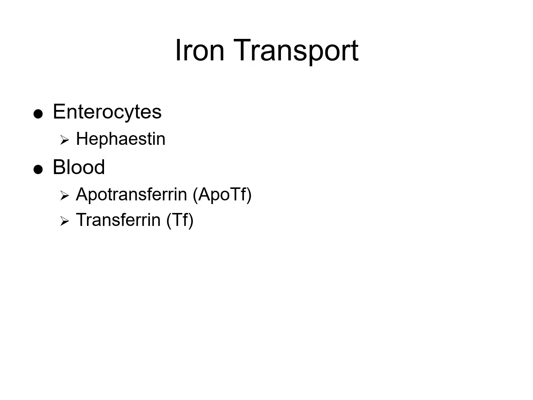Then we have hephaestin. It is a membrane-bound ferroxidase enzyme, which is expressed on the basolateral surface of enterocytes. It oxidizes iron from the ferrous to the ferric form immediately after that iron export. This oxidation is critical because only ferric iron can bind to transferrin in the plasma for transport.